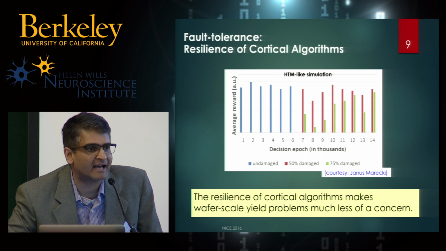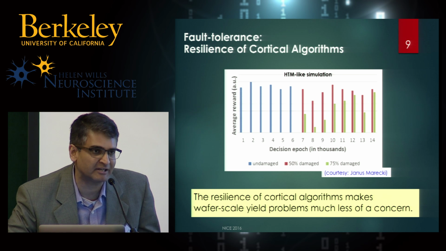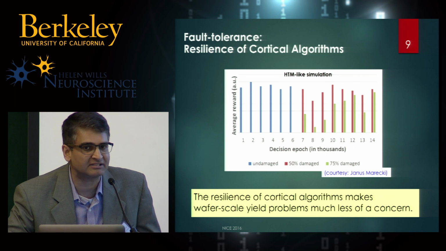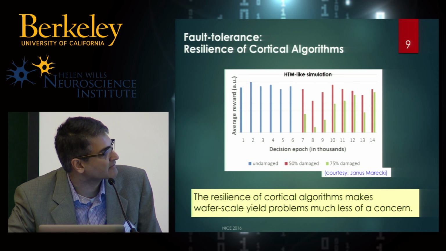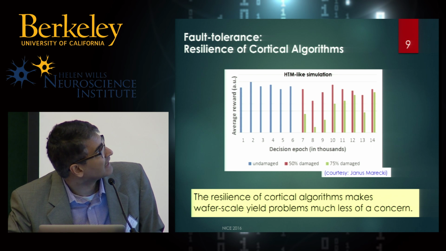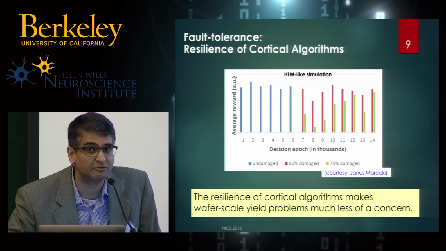So the biggest drawback really for wafer scale integration, or argument against it up to now, has been the fault tolerance. And for enterprise computing, this is a very natural issue to bring up because we really can't afford mistakes. However, cortical algorithms have a tendency to be far, far more resilient.